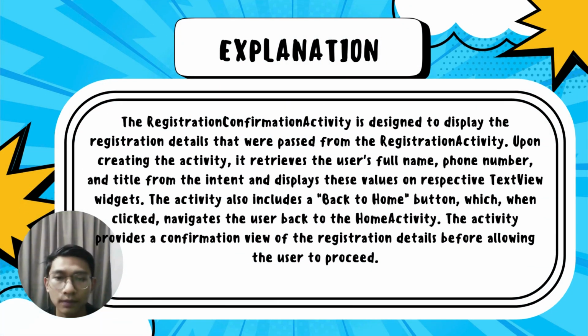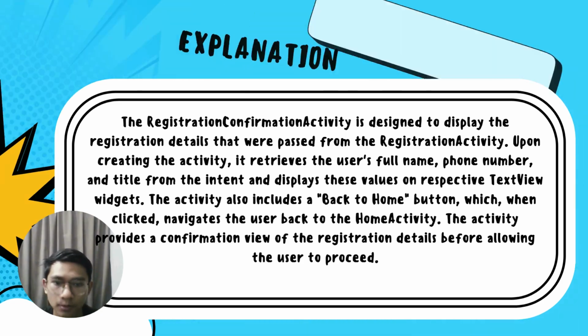So this is the brief explanation for the registration confirmation activity. It is designed to display the registration details that were passed from the registration activity. Upon creating the activity, it retrieves the user's full name, phone number, and title from the intent and displays these values on the respective text view widgets. The activity also includes a back to home button, which when clicked will navigate the user back to the home activity. The activity provides a confirmation view of the registration details before allowing the user to proceed.